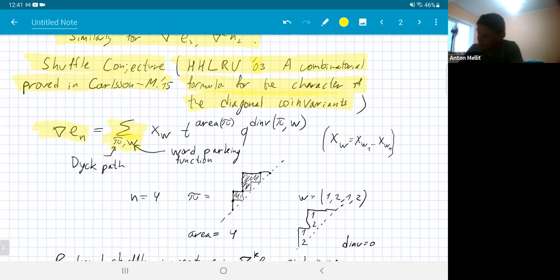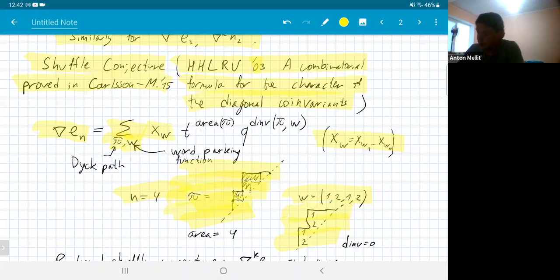So here is an example of a Dyck path for n equals 4. And here is an example of a parking function. It's some labeling which you usually attach to vertical steps of the path. And then what you do with this pi and w, you put w in x to form x^w, so the product of the corresponding variables.